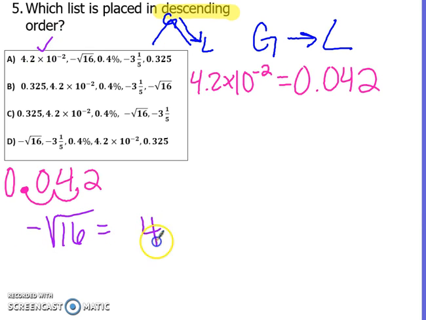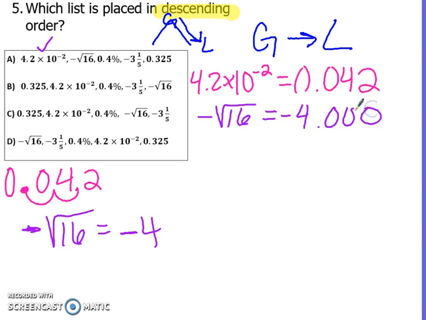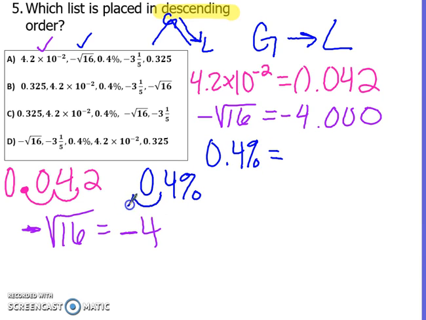Well, the square root of 16 is 4. I still have this negative out there, so negative 4, and then I can just go ahead and add zeros. All right, the next one would be 0.4%. So we know for percents to make them decimals, we move the decimal to the left twice. Fill in that 0. So that's 0.004.